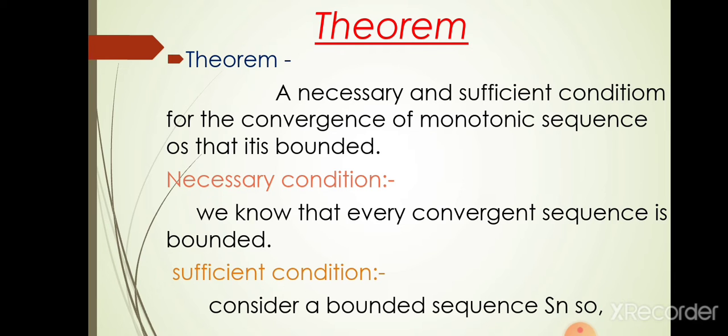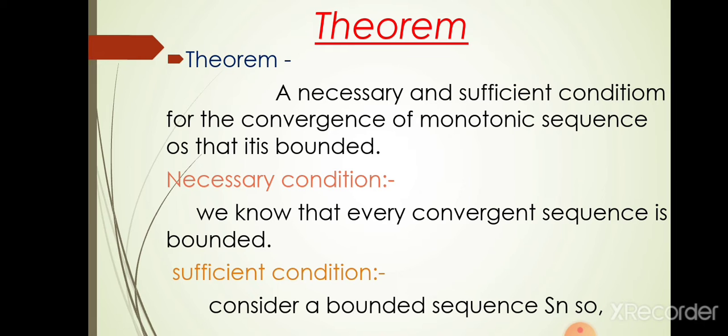A sequence is a function whose domain is the set N of natural numbers and range is a set of real numbers, and it is called a real sequence. A monotonic sequence is an increasing sequence or a decreasing sequence. A monotonic sequence is increasing if Sn less than or equal to Sn plus 1 for all n, and a monotonic sequence is decreasing if Sn plus 1 is less than or equal to Sn for all n.